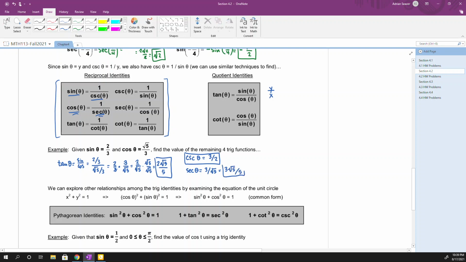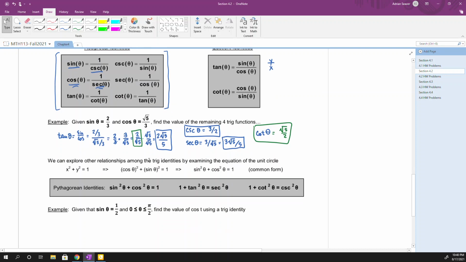Again, rationalizing the denominator. And then the last one here, cotangent of theta, I'm going to flip tangent of theta. I could flip this final version, or I could go back to the point where I had 2 over square root of 5. If I flip that, I get square root of 5 over 2. So that's your cotangent. And you would get the same thing if you took 2 times square root of 5 over 5, flipped that, and then simply rationalized your denominator. You get the same answer.